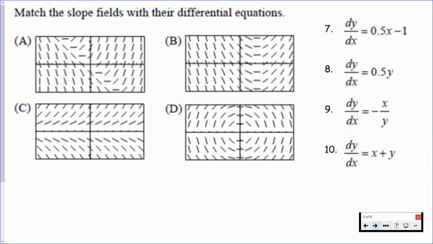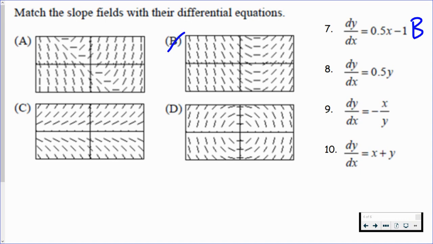All right, let's try another set of 4. We're going to match up to these differentials. I would again kind of take a look: do you have any that are dependent upon one variable only? Number 7 is dependent upon x only. So when x is 0, your slope is negative 1. When x is 2, your slope is 0. So if we take a look where x's are all the same slopes, and a slope of 0 when x is 2, that kind of matches up with B.